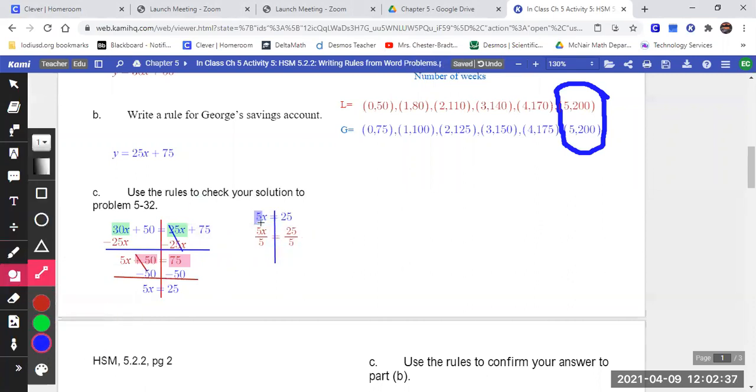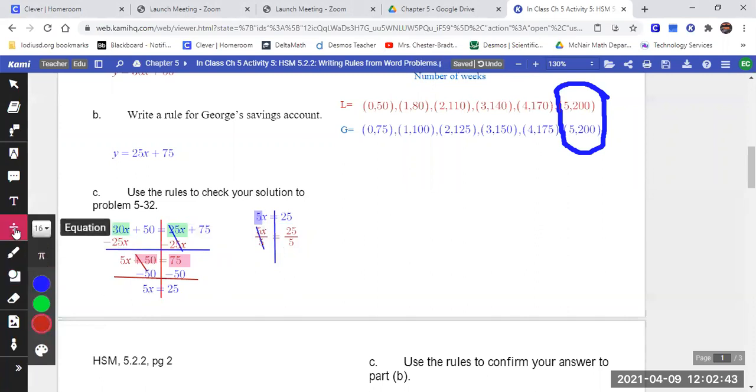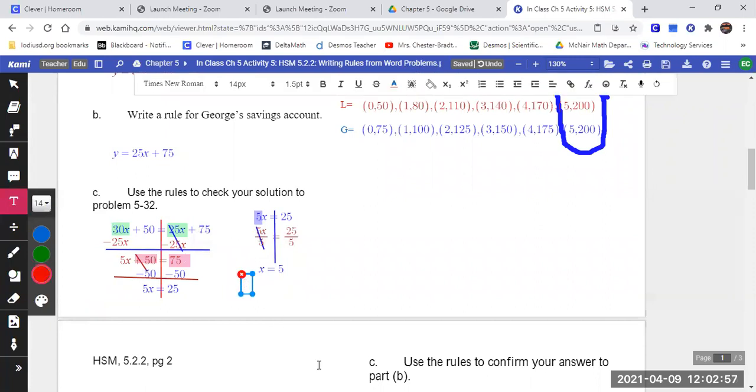And that made the big 1. This 5 divided by 5 is 1. And when we multiply, multiplying by a 1 doesn't matter, so it's gone. So we have an x equals what? 5. 5 what? What did the x stand for? Weeks. This shows that they would be the same in 5 weeks. Okay, and that's what we were looking for. When are they the same?